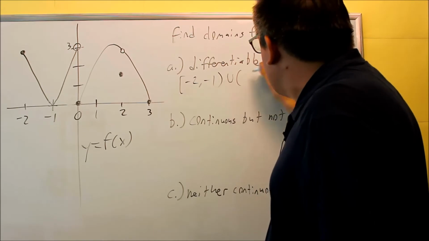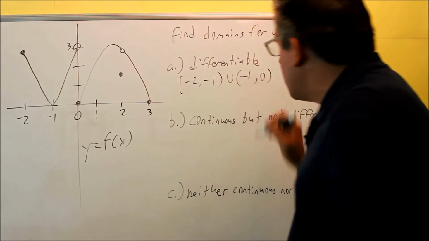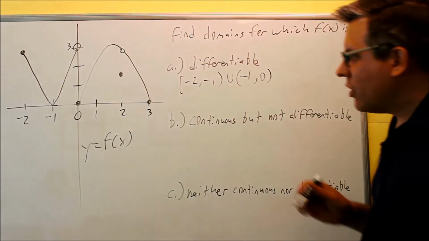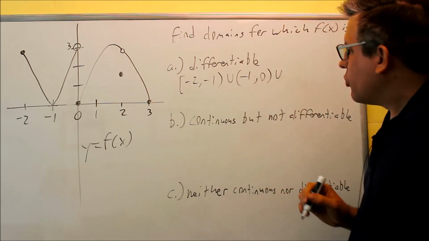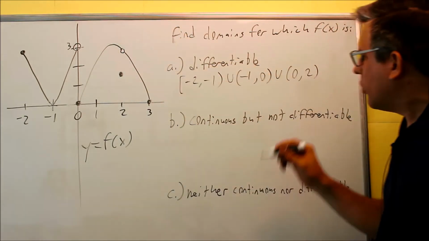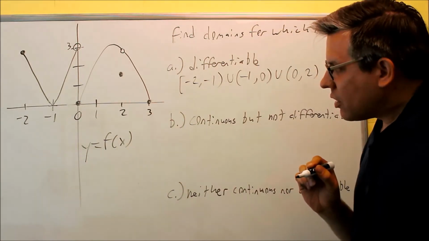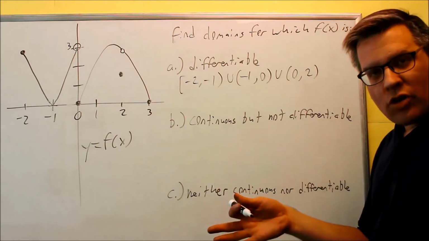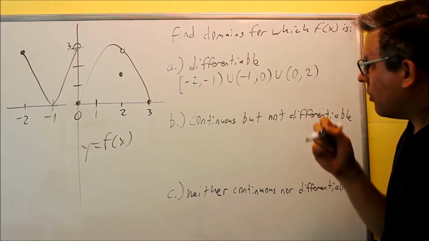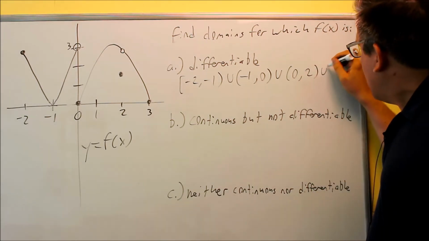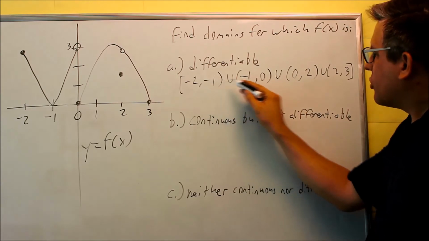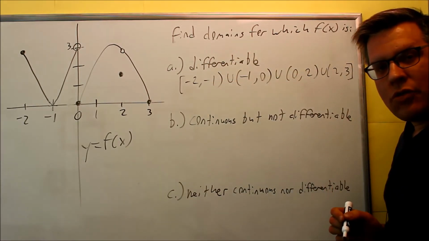Then it's also differentiable between -1 and 0. 0 we're not going to include because, again, there's going to be a separation in the graph. Then we have another one between 0 and 2. Again, 2 is not going to be included here because it's an open circle, and 0 is not included even though it is closed there. Okay, we're not talking about the actual domain of the function, we're talking about where it's differentiable. Differentiable does not happen where there's a split in the graph where it's broken. So again, 0 is not included there. And then 2 to 3, that's another place, and 3 is going to be included there. So these are the intervals for which it's going to be differentiable.